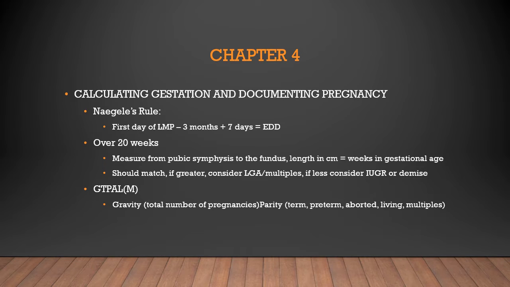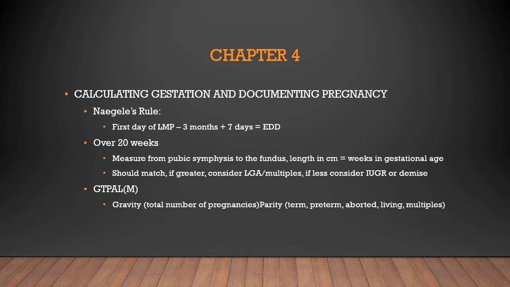At about 20 weeks, you can measure from the pubic symphysis to the fundus, and the length in centimeters is the week of gestational age. It should match. So if it's greater, consider that you have a large baby or multiples, and if it's less, consider that you have a small baby or some sort of demise. So really this comes into play if the person's been measuring normally over and over again, and then suddenly at their next checkup, they have not grown at all, or they're smaller, then we start to worry about demise.